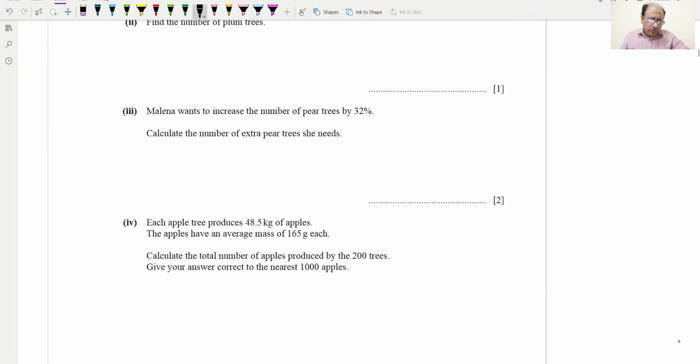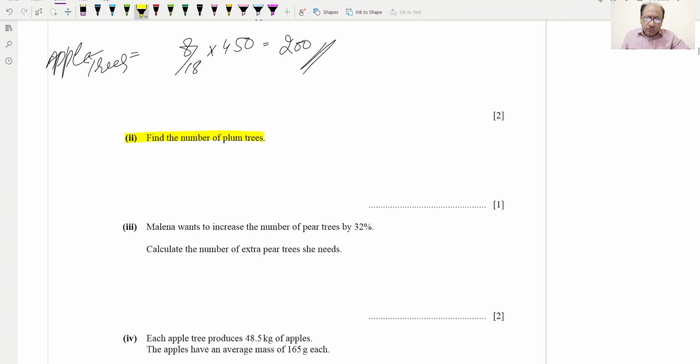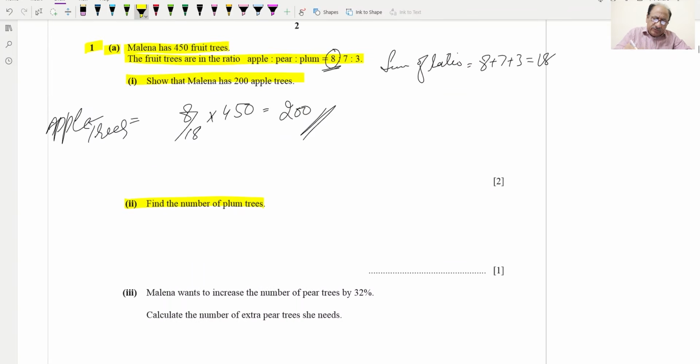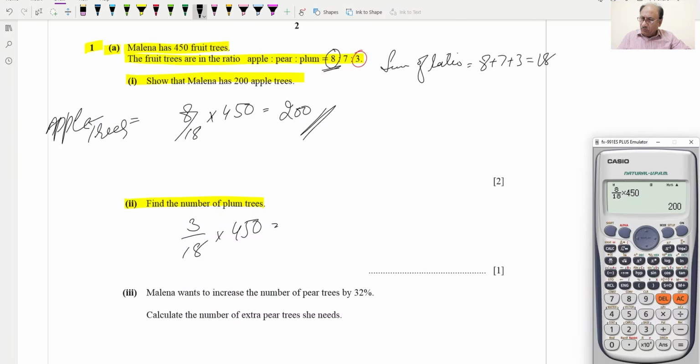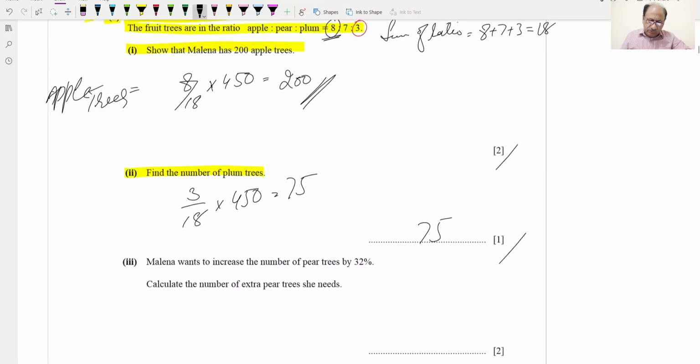Now second part, find the number of plum trees. So for plum trees it is 3 out of 18, which is multiplied by the same total number, which is 450. So it will be 3 over 18 multiplied by 450, and this gives us 75. So 75 will be the answer. This is 1 mark, previous one was 2 marks.